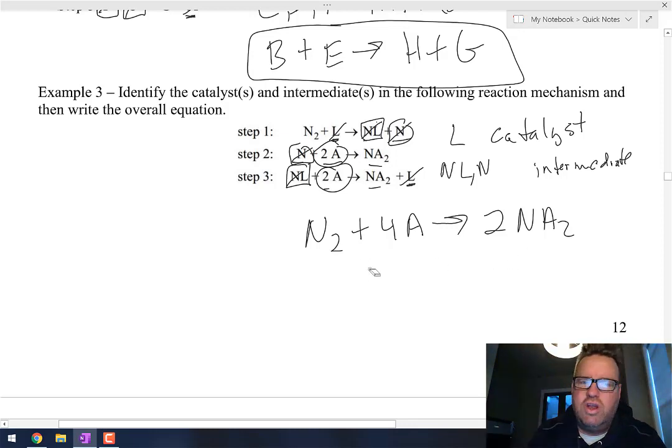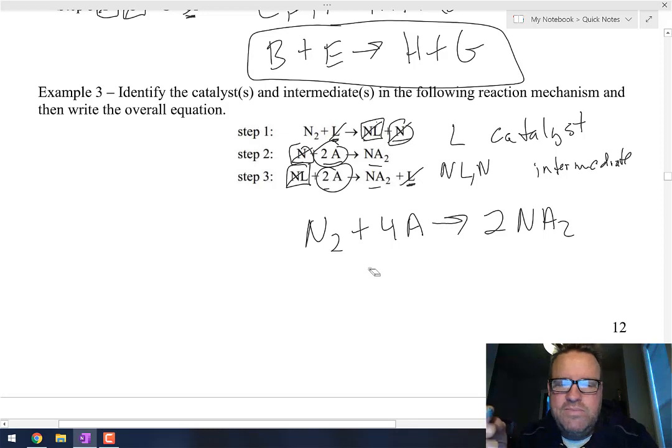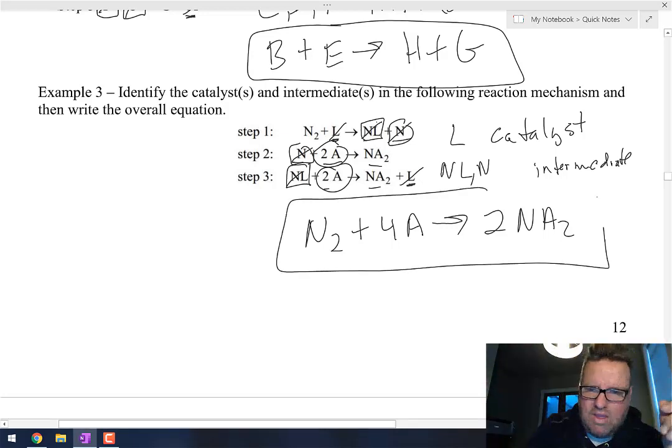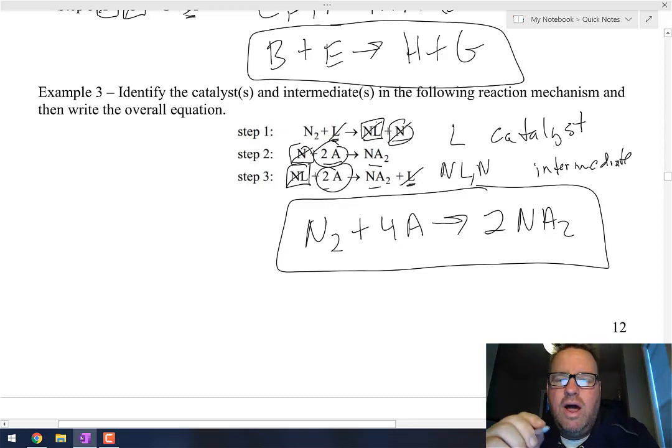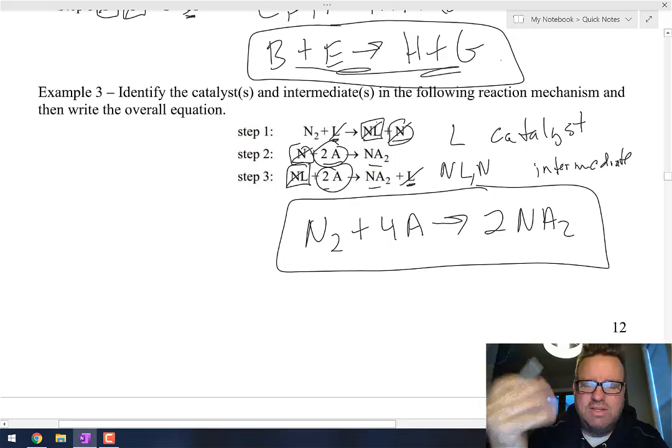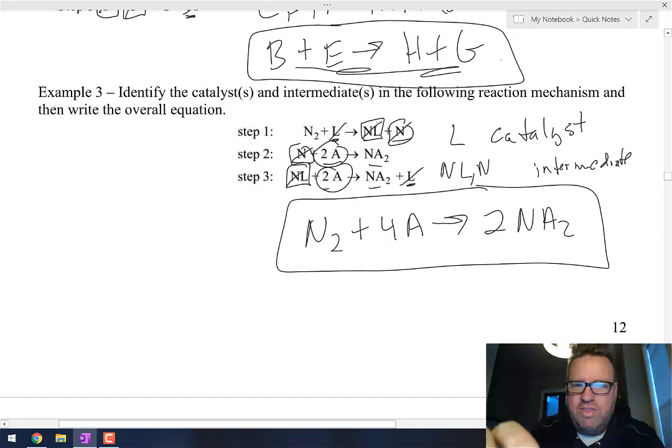So it's a good idea when you get done, when you're combining all the steps in a reaction mechanism to make the overall equation, to know that it absolutely has to be balanced. Obviously, with the one up here, you're not going to balance that because it's not. But even with this fake element A and L and all that, it still is a balanced equation.